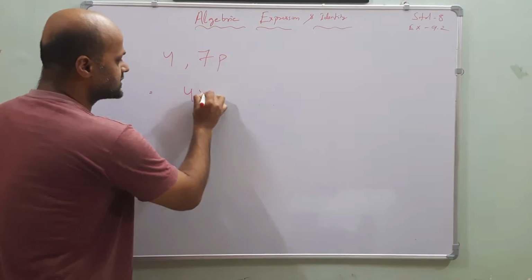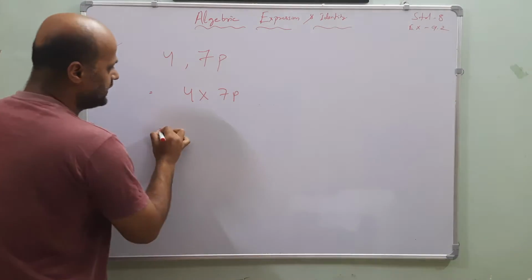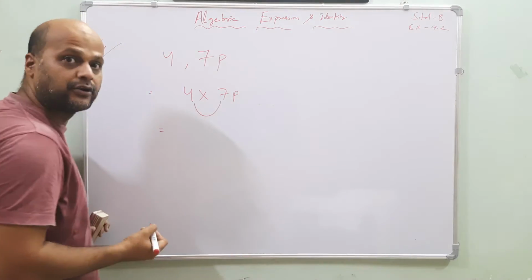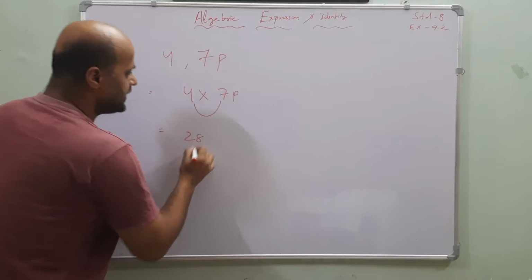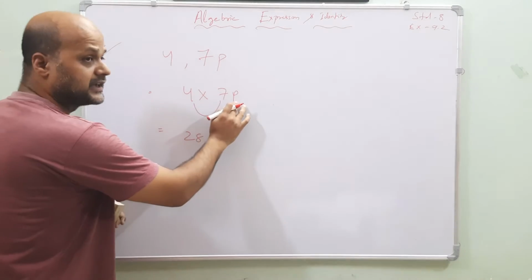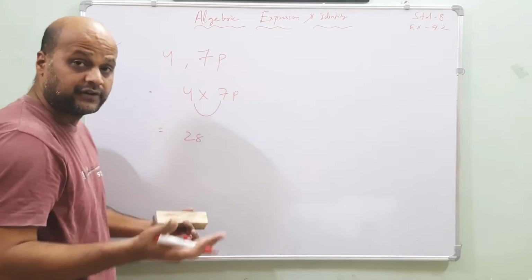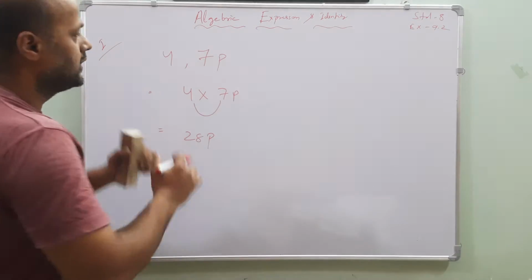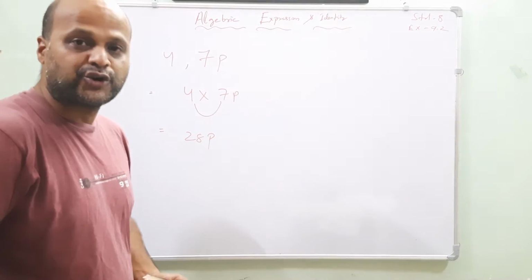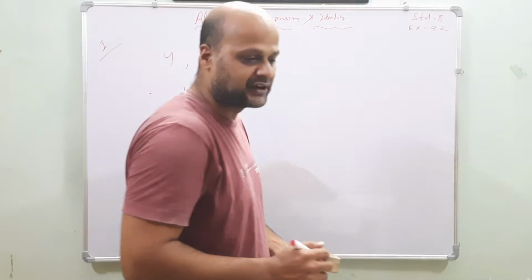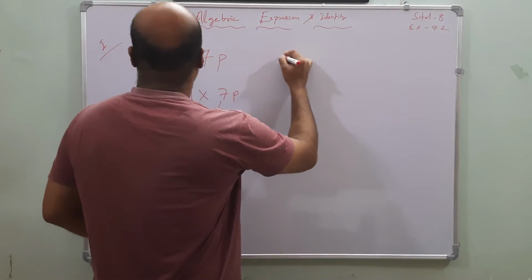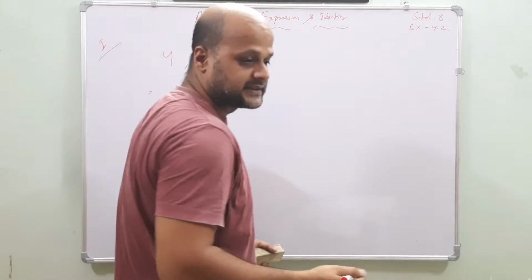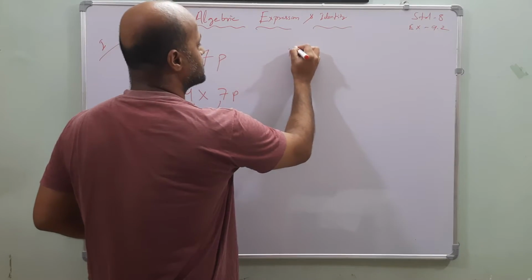You will write in the first step 4 into 7p. Then the constant will be multiplied with the constant, 28, and p, here the variable is p, and here there is no variable, so it is as it is, p. In this manner you have to find it. Okay, let's go to the second one. What is the second one saying?